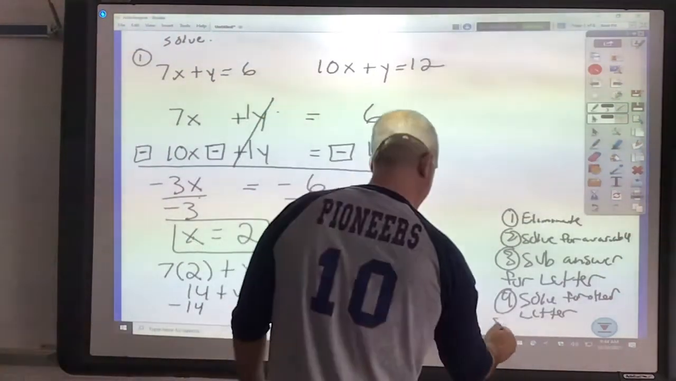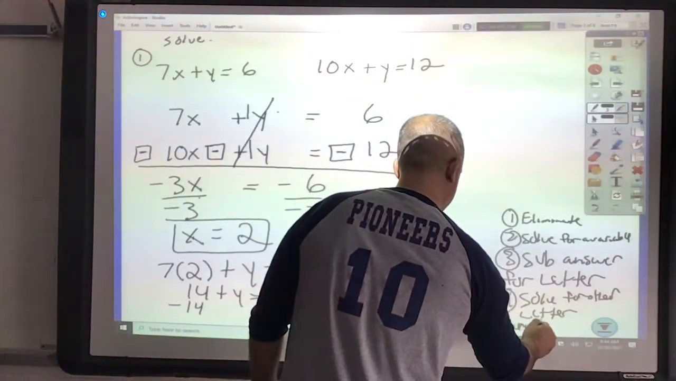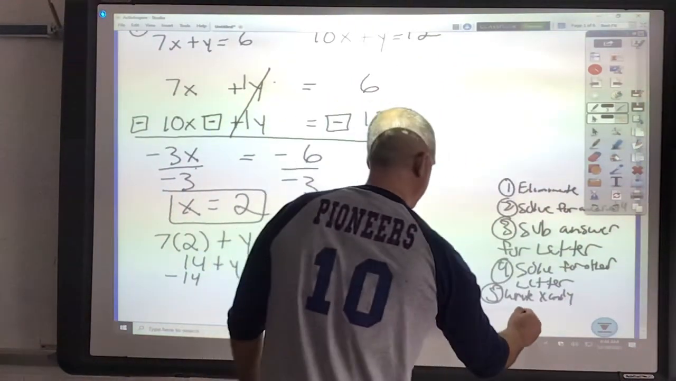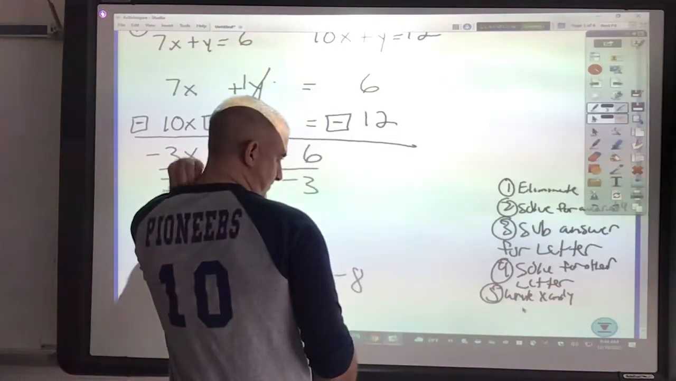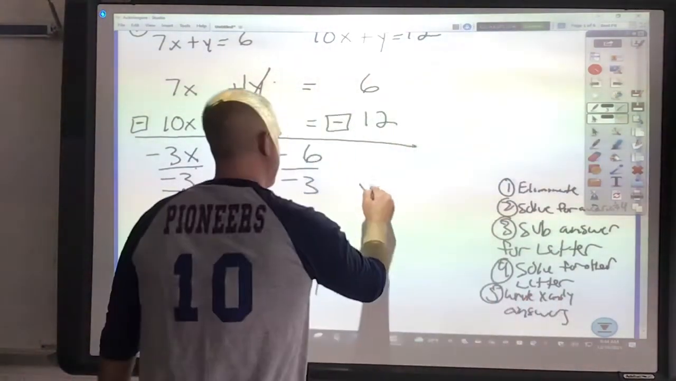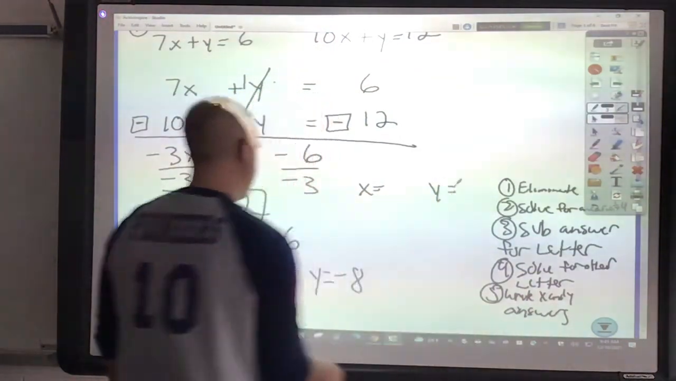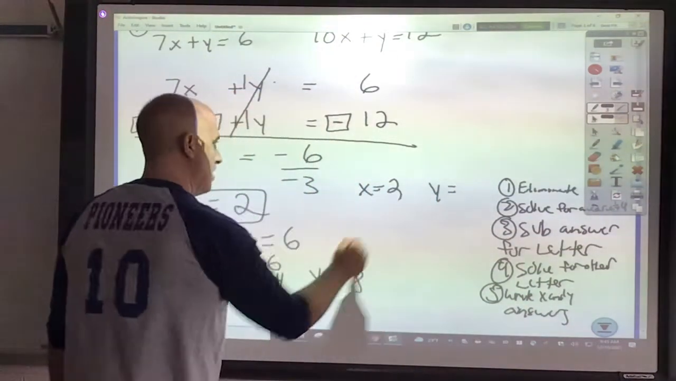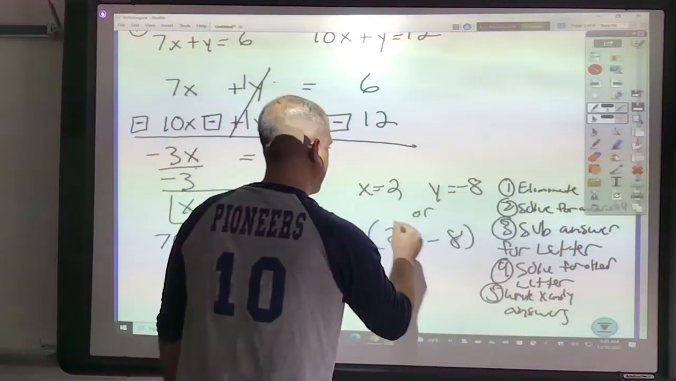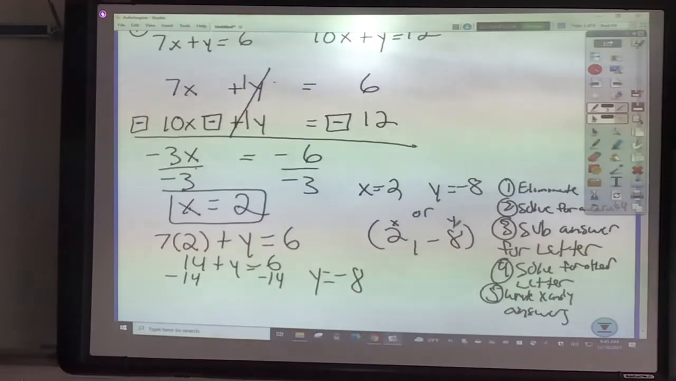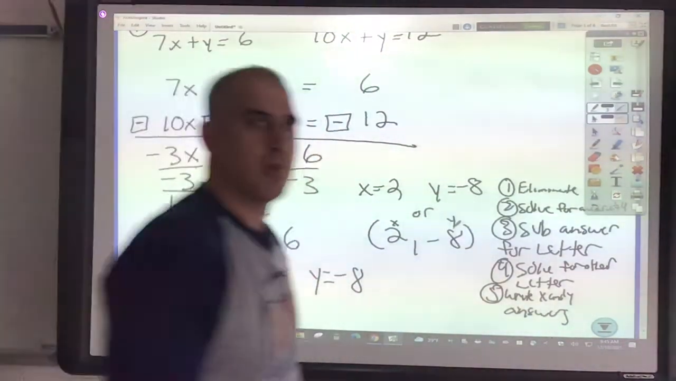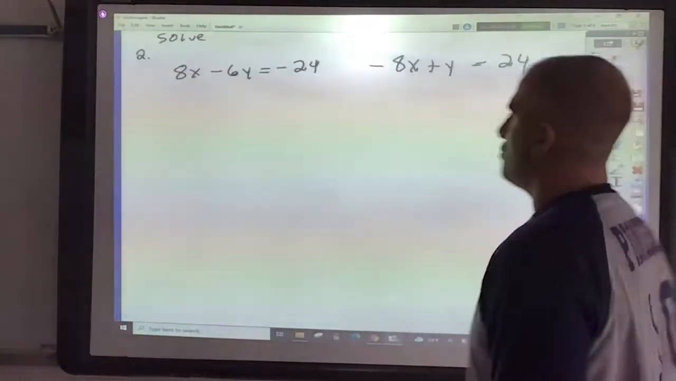The last step is write your x and y answers. It's always going to be x equals, then y equals, just like the alphabet. So x equals 2, y equals negative 8. Or you could write it as 2 and negative 8, where this is the x and this is the y. So that's all we're doing. The big thing is leave space and put those boxes there to help you.